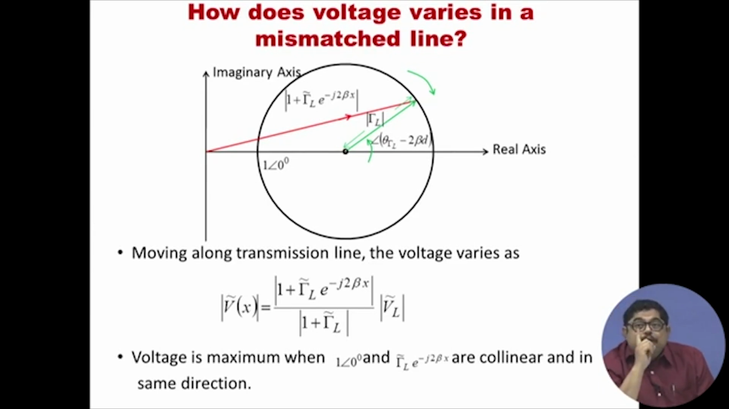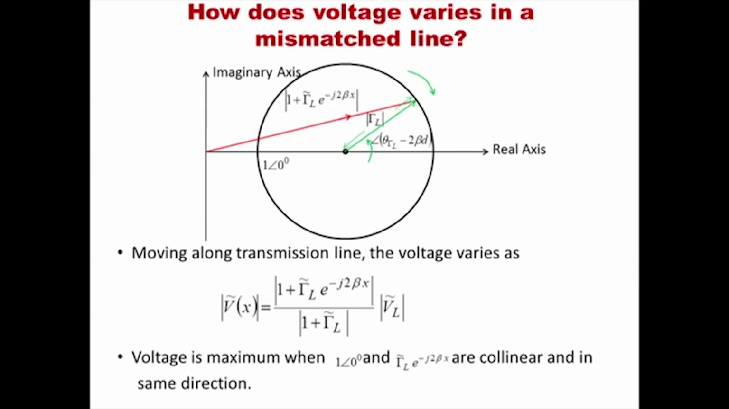But the invariant quantity is VSWR. That depends on the mismatch at the load. The voltage will change, but Vmax by Vmin, this ratio, the VSWR, is invariant. So if I move along the line, VSWR does not change. That is why, if we can measure it, we can find out what the load is.